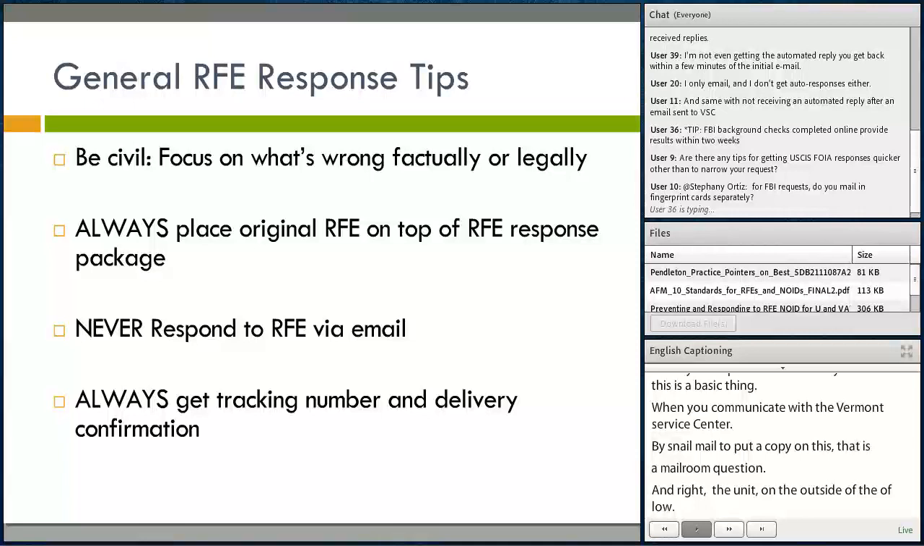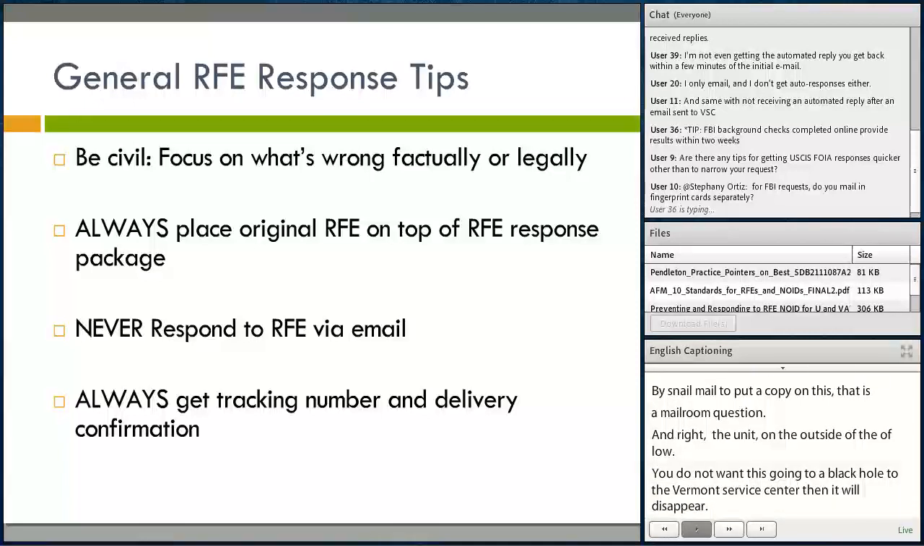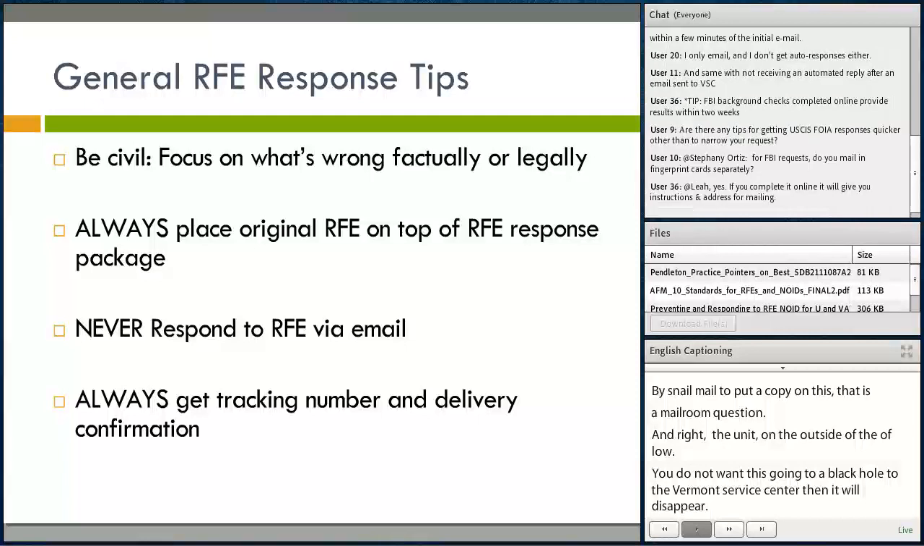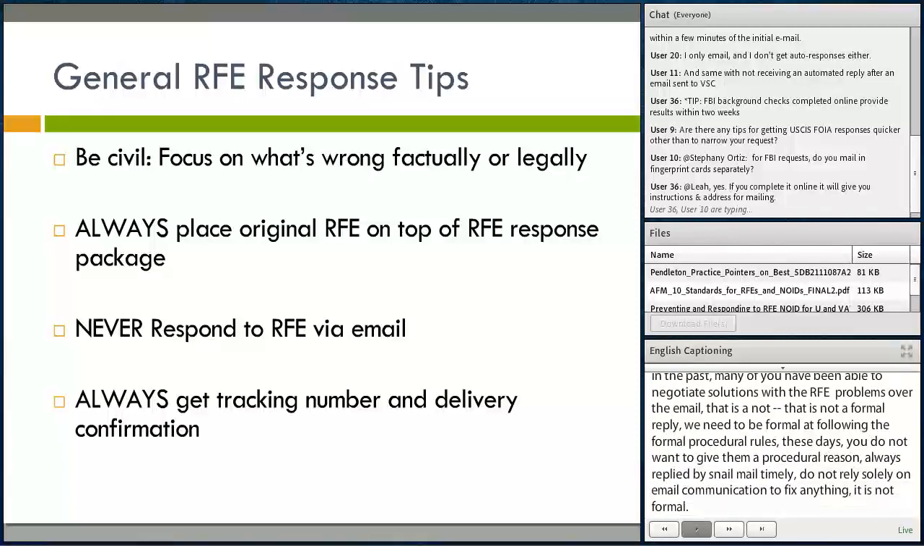I know that in the past, many of you have been able to negotiate solutions to RFE problems over email, but that is not a formal reply. And we really need to be following the formal procedural rules these days. Again, you do not want to give them a procedural reason for denying your case. It's so much harder to fix. So always reply by snail mail timely. Doesn't mean you can't also do the email, but do not rely solely on email communication to fix anything. It's just not formal. Doesn't follow correct procedure.